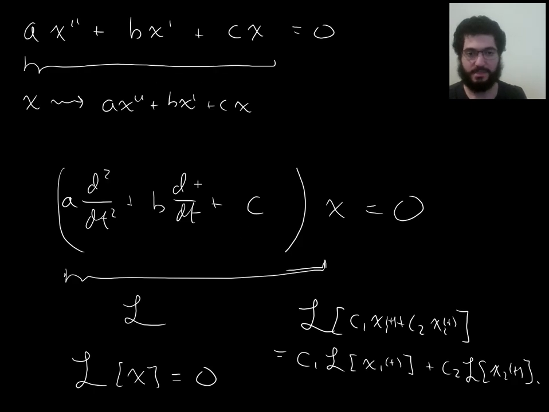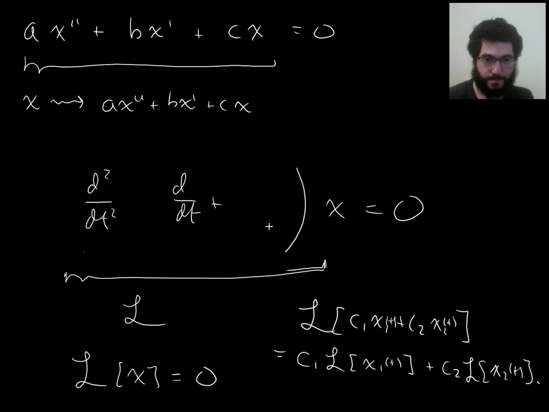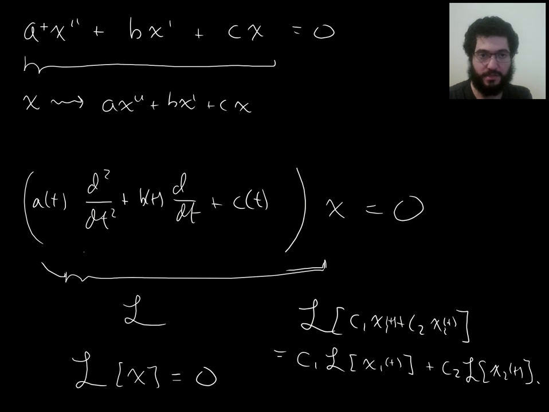But this is linear. And it would still be linear if I made these coefficients time dependent. So instead of a, b, and c, a of t, b of t, and c of t. If I did this, this would still be a linear differential equation. So that's what a linear second order differential equation looks like.